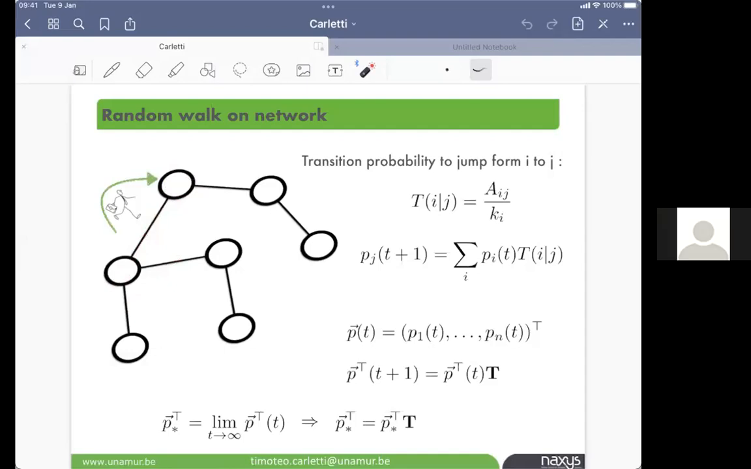Yeah, but this goes a bit beyond the simple example that I would like to show you with just a static network. Okay. All right. Okay. Thank you.